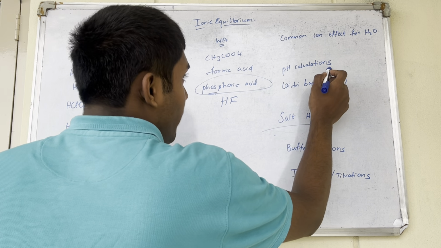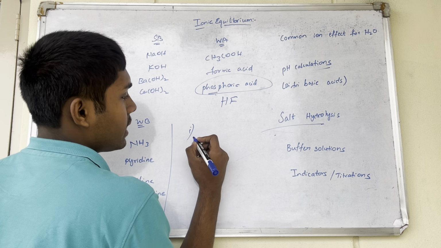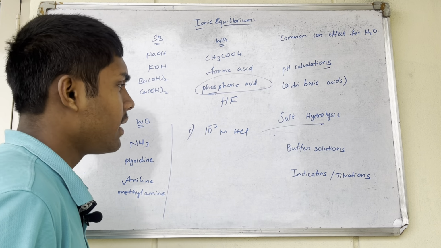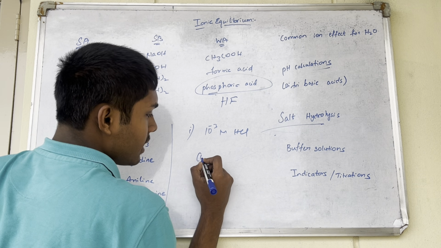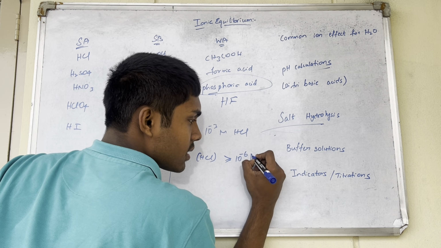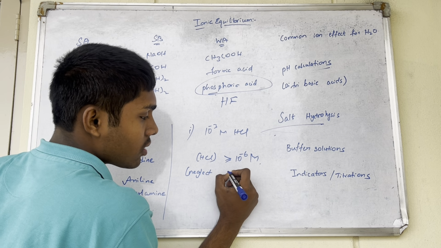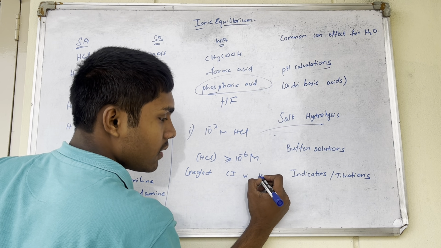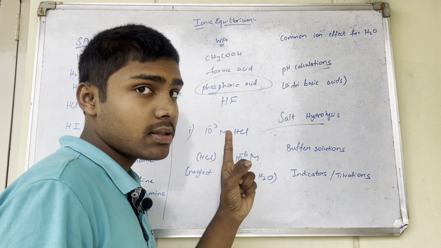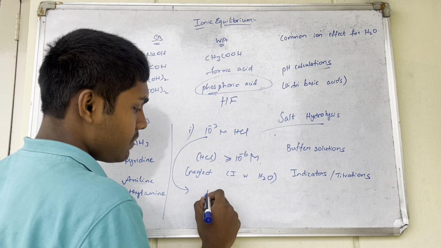So let's see pH calculations now. If 10 raised to minus 3 molar HCl solution is given, what is the pH of the solution? Remember, if the HCl concentration given is greater than 10 raised to minus 6 molar, then you have to neglect the common ion effect with water. Since it is greater than 10 raised to minus 6, I can neglect it. Now I can directly write pH equal to minus log of H plus, which is pH equal to 3.